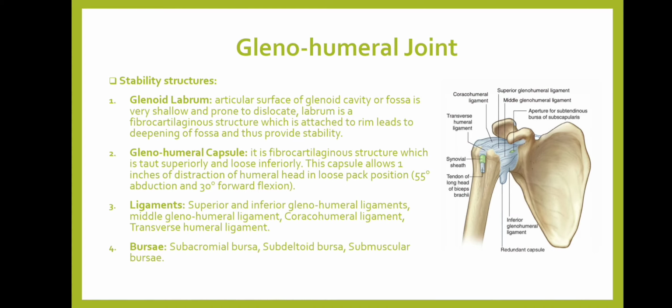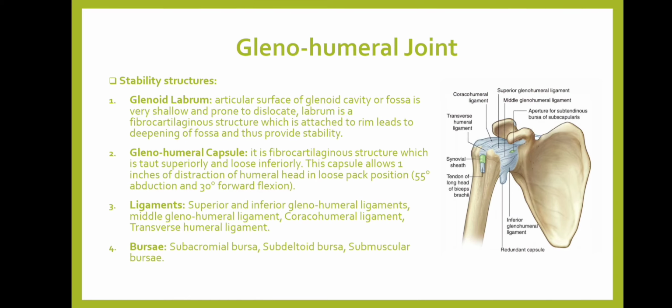Labrum is a fibrocartilaginous structure which is attached to the rim and leads to deepening of fossa and thus provides stability. Second, gleno-humeral capsule. It is a fibrocartilaginous structure which is taut superiorly and loose inferiorly. This capsule allows 1 inch of distraction of humeral head in loose pack position. Third, ligaments. Superior and inferior gleno-humeral ligaments.